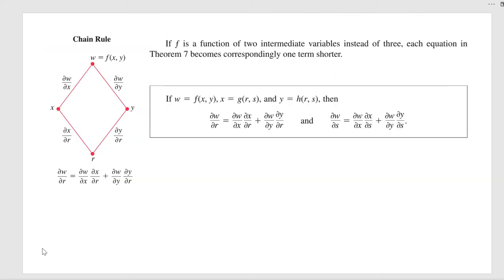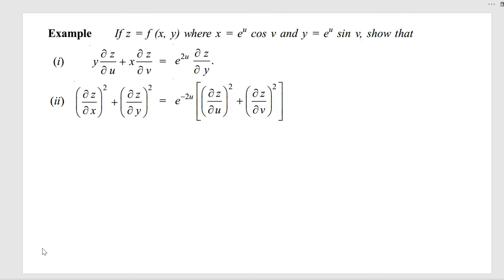Now this will be clear if we solve one example. This is easy for the two variable case, where we have only two intermediate variables, and then another r and s can be there. So for this, let us look at the solution and try to prove this relation, whether it is true or not.